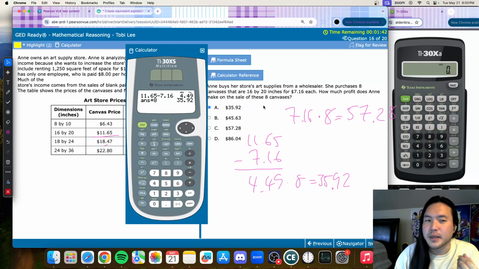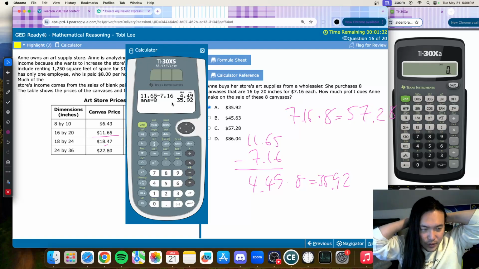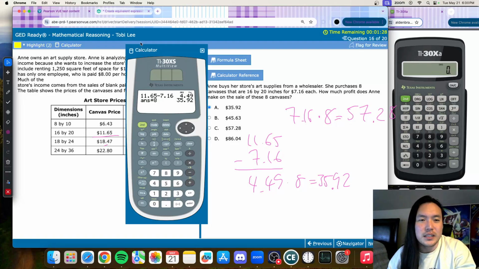So you're buying canvases for $7.16, you're selling them for $11.65. Well, that means you're making $4.49 per canvas you sell. How about we sell 8 of them? Just multiply 4.49 by 8 to get $35.92. Yeah, this question is kind of silly.